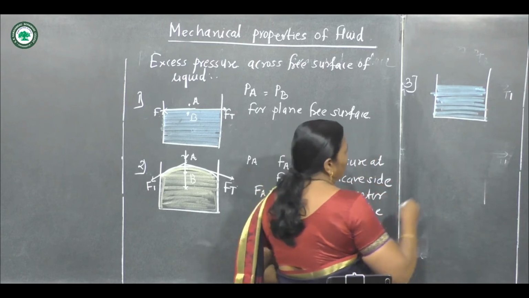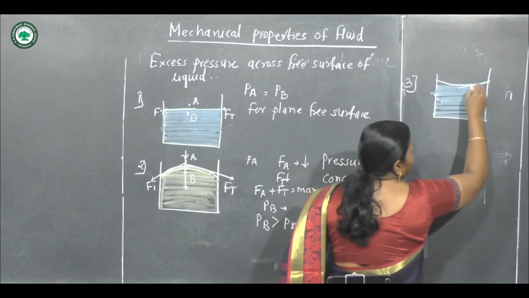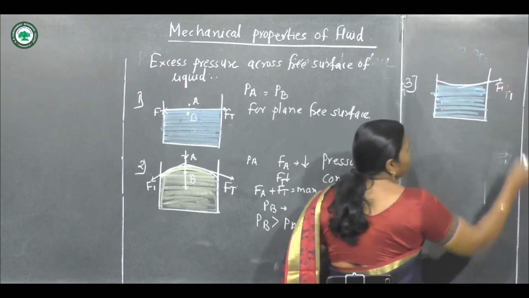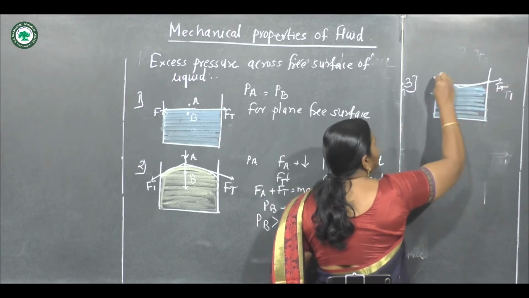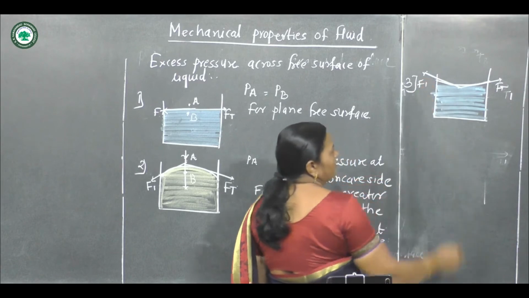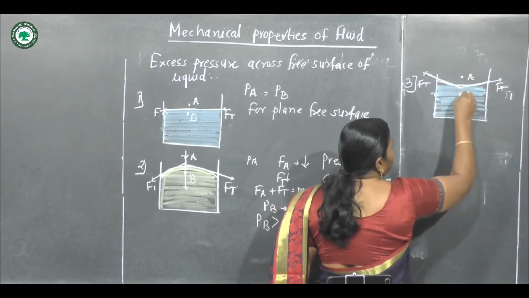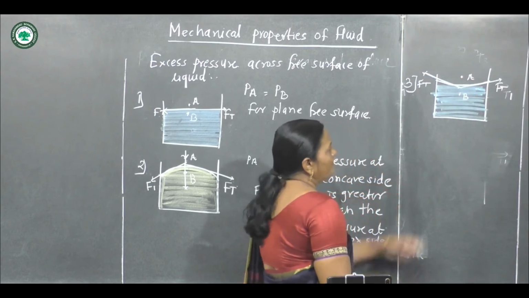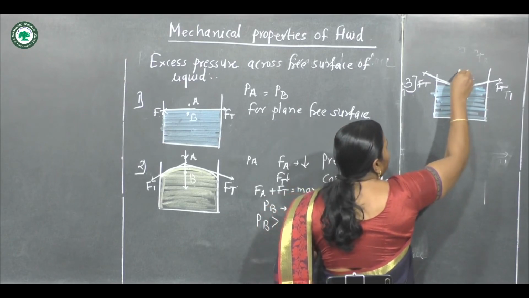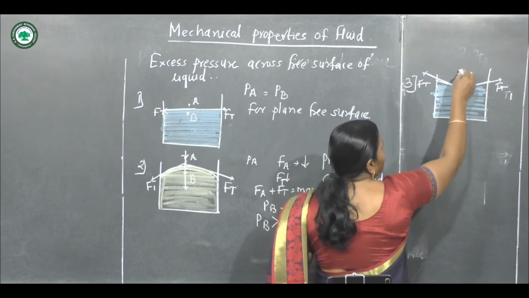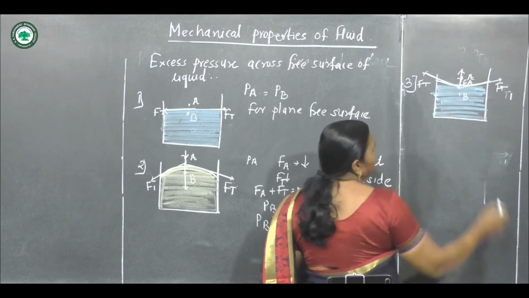Then the free surface of liquid is concave. Now suppose this force of surface tension is denoted by this tangent, and this is the force of surface tension denoted by this tangent. This is the point A, this is the point B. In this case, the force of surface tension is in the upward direction, while the force due to atmospheric pressure is in the opposite direction.